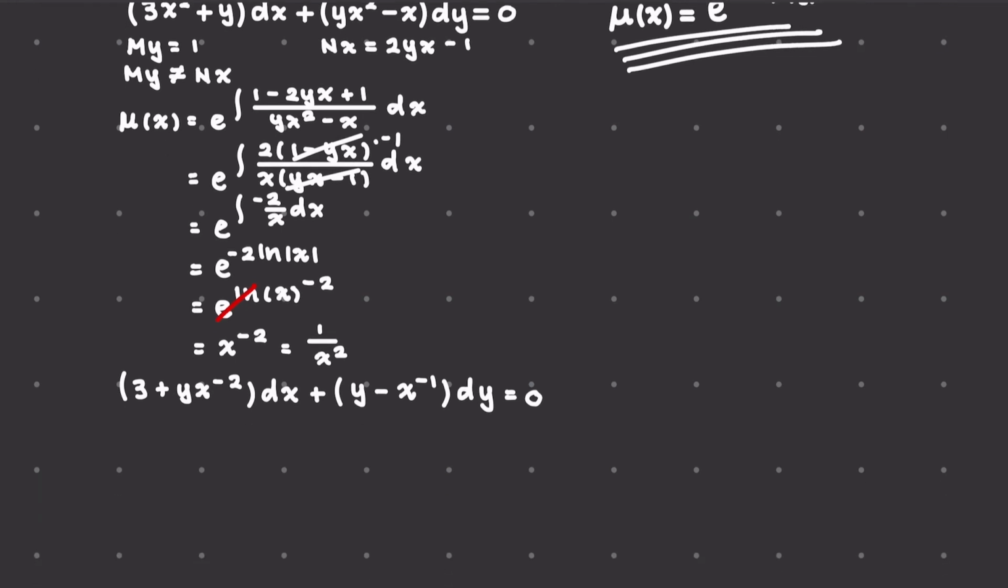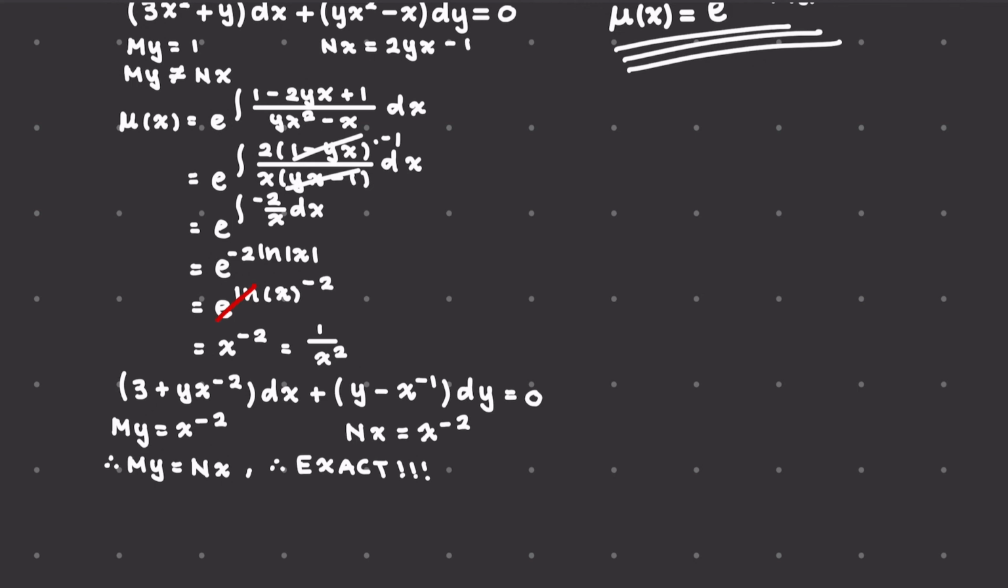Now, after we've done this step, let's check again the differential equation that we've generated after multiplying the integrating factor with the original differential equation. So let's take the partial derivative with respect to y here, and this will simply give us x to the −2. And let's take the partial derivative with respect to x on the right-hand side, and this will also give us x to the −2. Here we can draw our conclusion that after multiplying the integrating factor, My is equal to Nx. Therefore, this is an exact differential equation that we can solve.